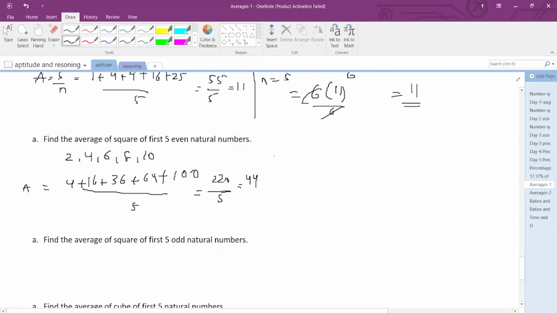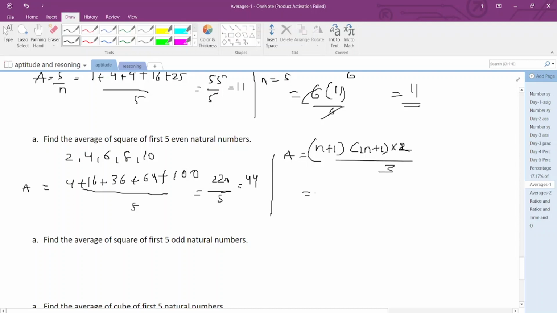So you got 44. So now for the first 5, it takes a little time. Let's suppose the first 100, first 20, first 30, it will take a lot more time, right? So in that case you can directly use the formula. The formula is n plus 1 into 2n plus 1 by 3, right?